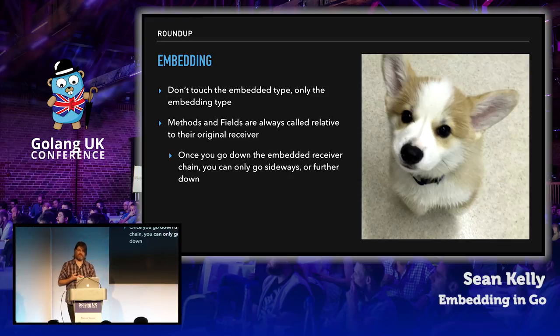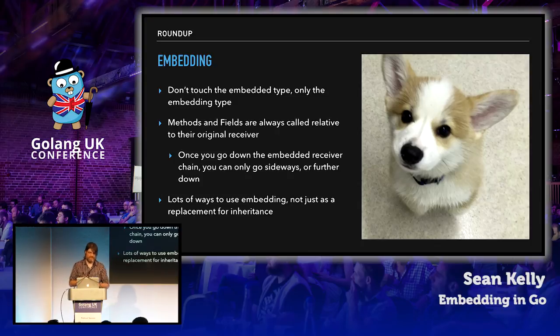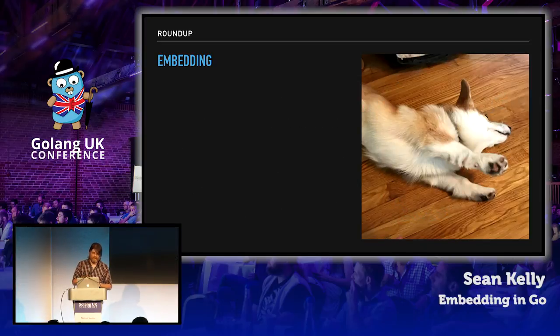So don't ever expect it to work sort of like abstract classes or abstract methods work in other languages. It just flat out doesn't work that way because it wasn't designed that way and it wasn't designed to solve that problem. And there's lots of ways to use embedding, and it's, like I said, not just a replacement for inheritance. You can use it to extend your code in really interesting ways. You can use it to build interesting features into your products. You can use it to protect data from public endpoints. There's a lot of ways to do it. Don't just think of it as a different type of inheritance, because that really isn't the full story.